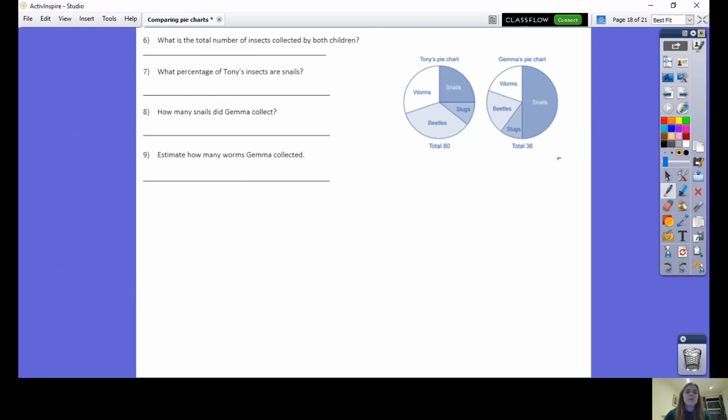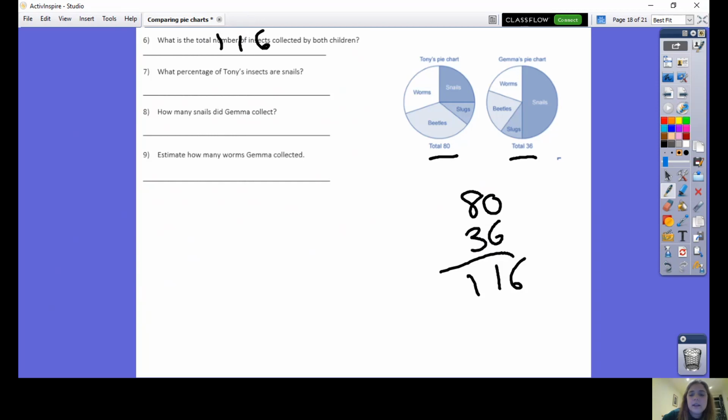Okay, next set of questions then. What's the total number of insects collected by both children? These children have 80 and these have 36. 80 add 36 is equal to 116. 116 insects in total. What percentage of Tony's insects are snails? Well, let's look at Tony's then. Tony is here. Here are snails. What percentage are snails? That's a quarter, 25%.